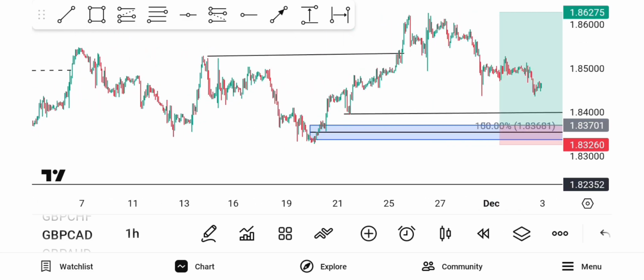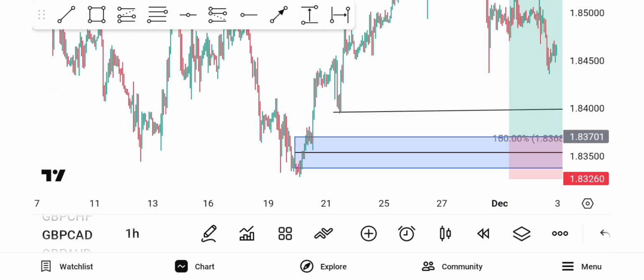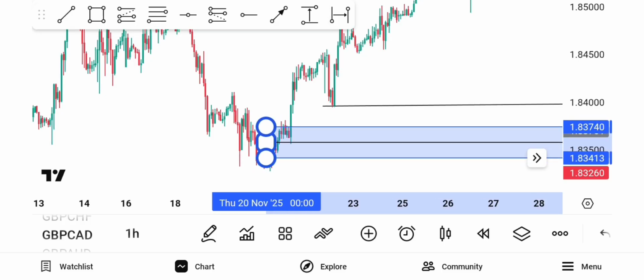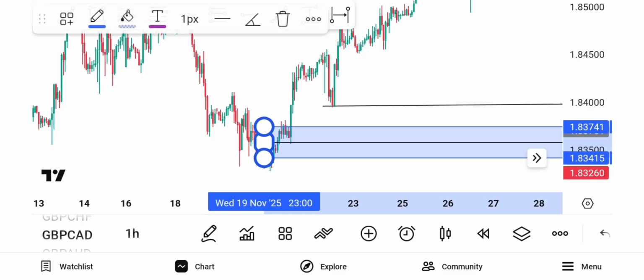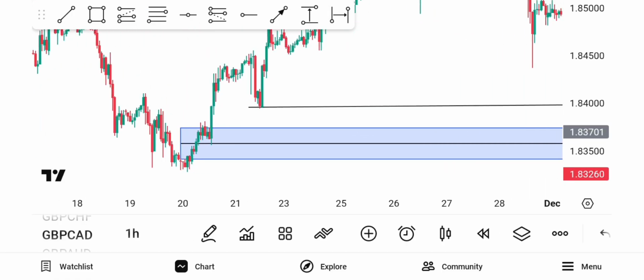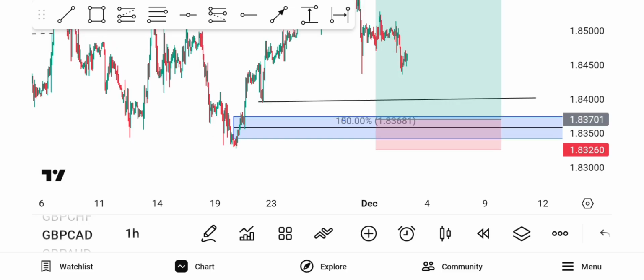The order block I told you earlier. This is the order block I told you earlier. This is the order block. You mark it very well, so you know what you are doing. It's not just what they tell you. You have to mark it to know what exactly you are doing. That's one thing about this.